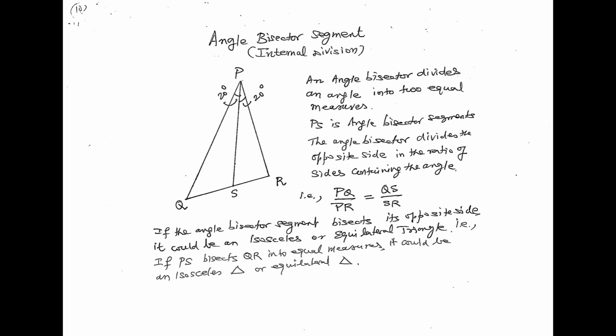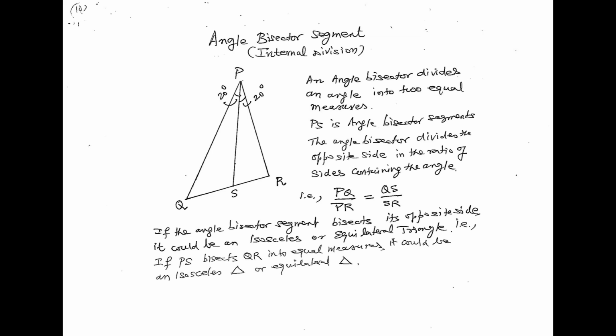Here in the next slide, we deal with the angle bisector segment, internal division. In the picture you see in the slide, an angle bisector divides an angle into two equal measures. Vertex angle P is divided into two equal measures of 20 degrees each. PS is the angle bisector segment.